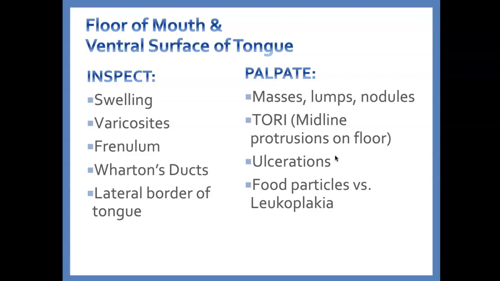Just do general palpation for masses, lumps, nodules, tori. Those are called midline protrusions on the floor of the tongue. It's generally a genetic trait that you might see in people of Asian descent. You don't see them very often, but I believe I have a picture on here. But those are not abnormal. It's just a genetic trait.